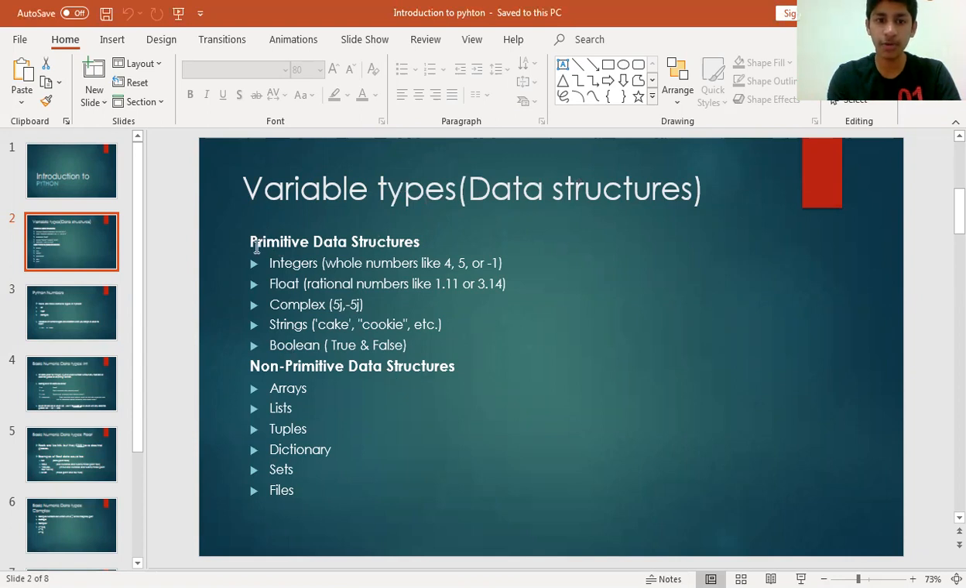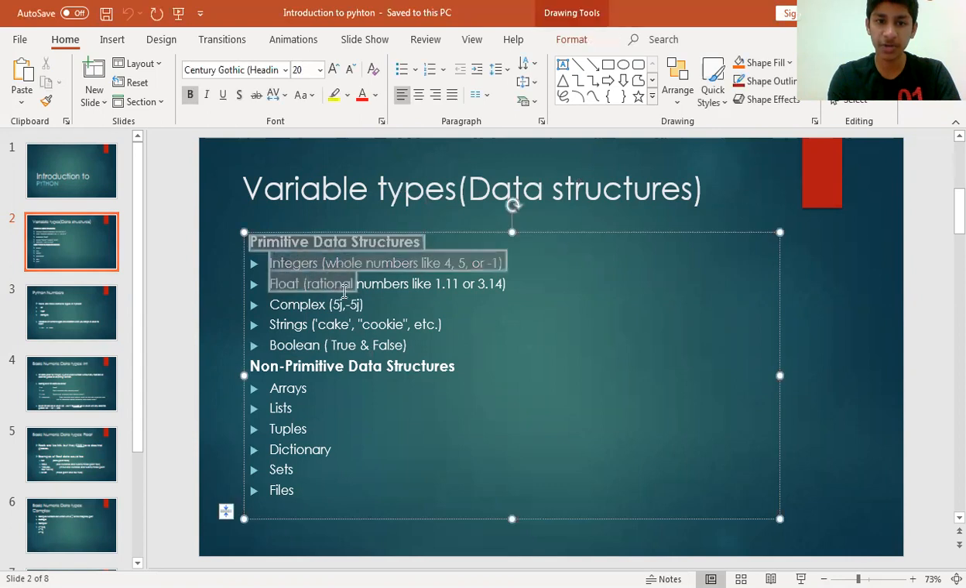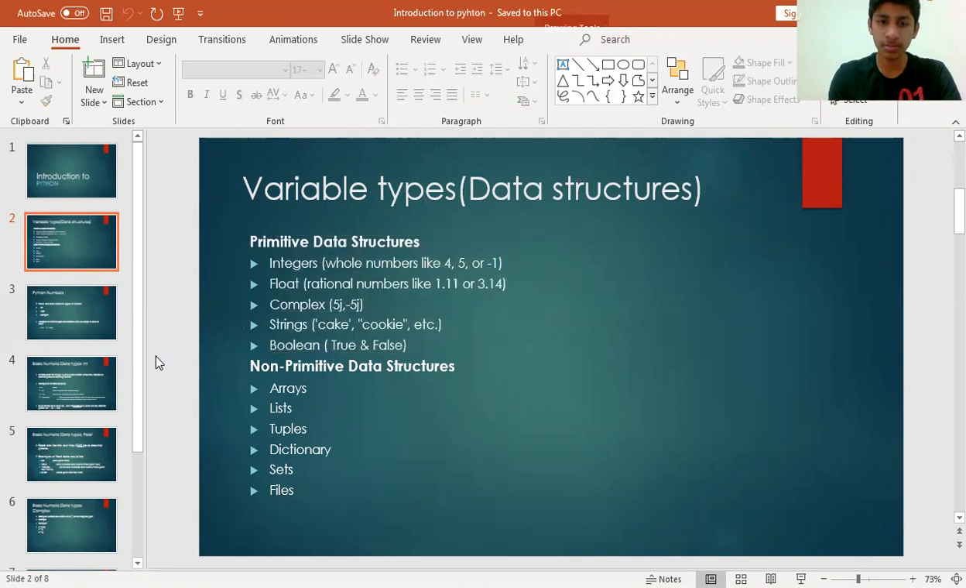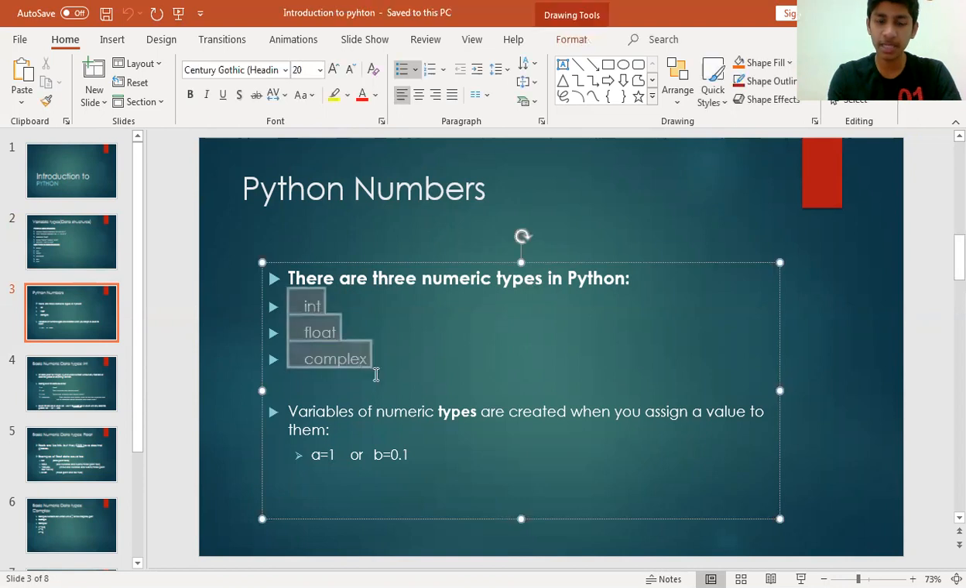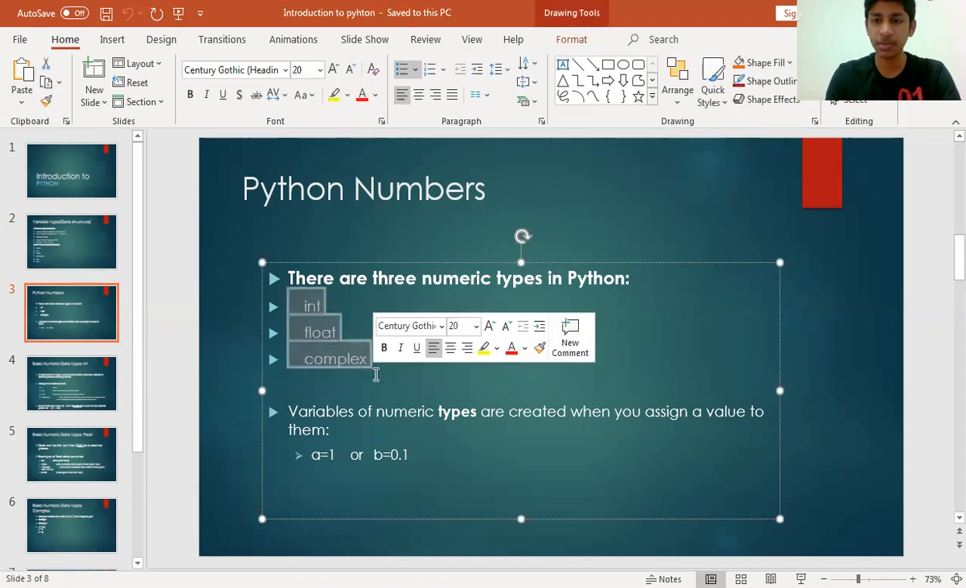In this video, we are going to talk about the primitive data structures, which consist of integers, float numbers, complex numbers, strings, and boolean. So, the first one: there are three basic numeric types in Python. They are int, float, and complex. Int means integers, basic integers. It can be positive and negative as well, but it should be just numbers.